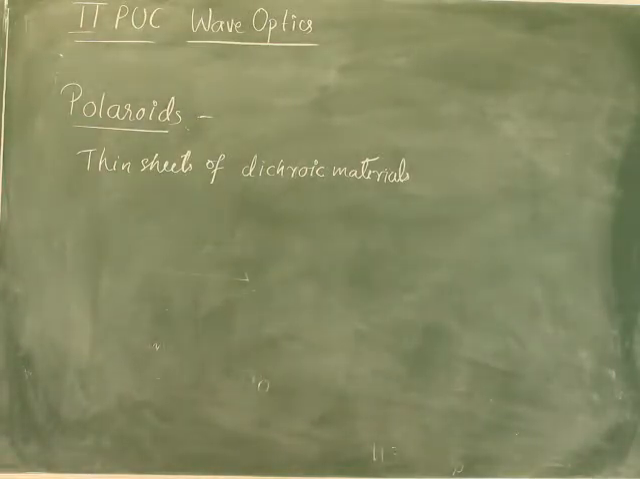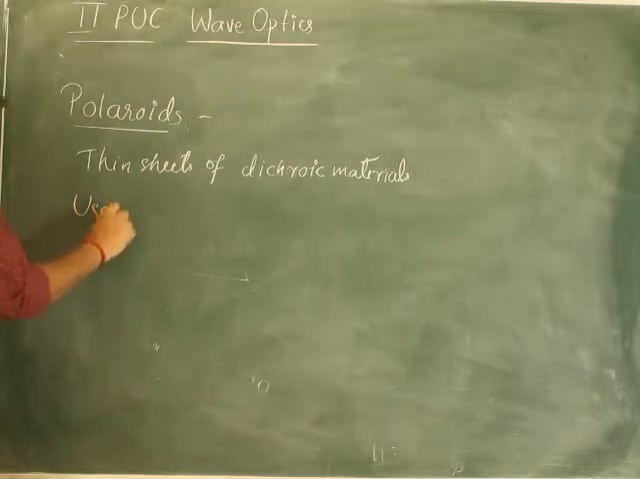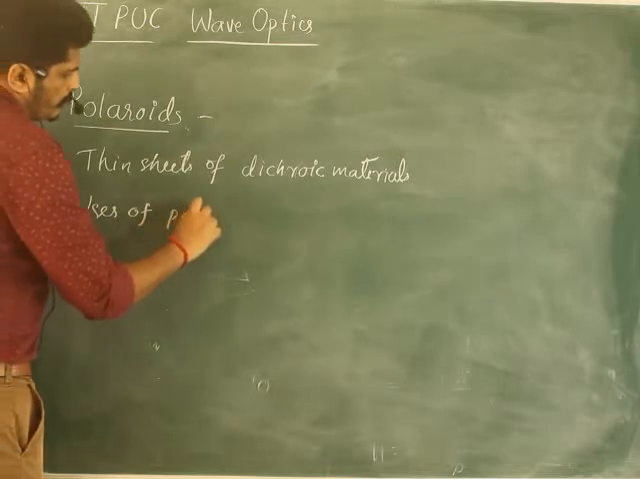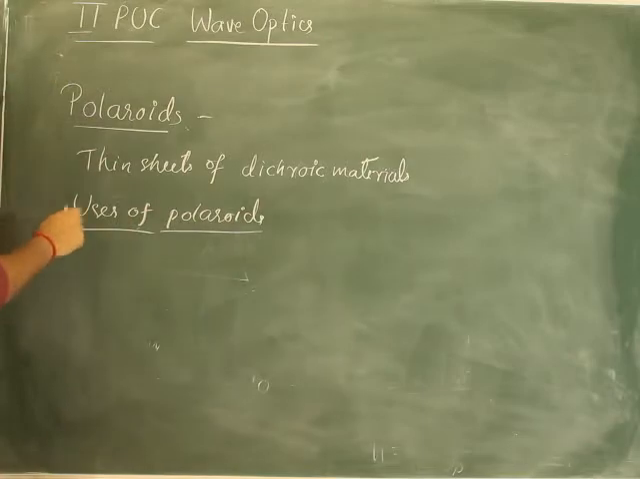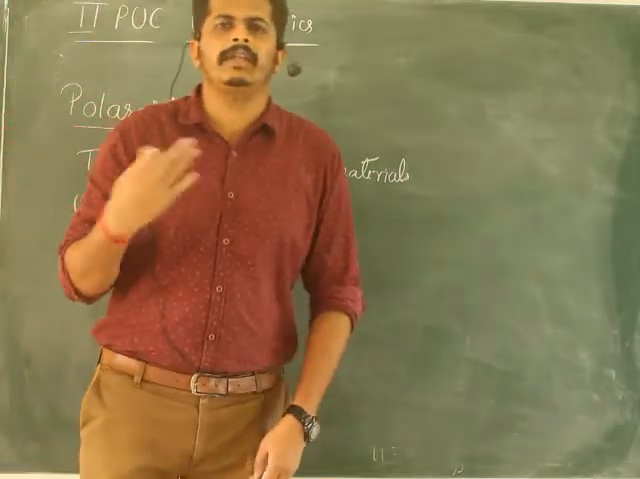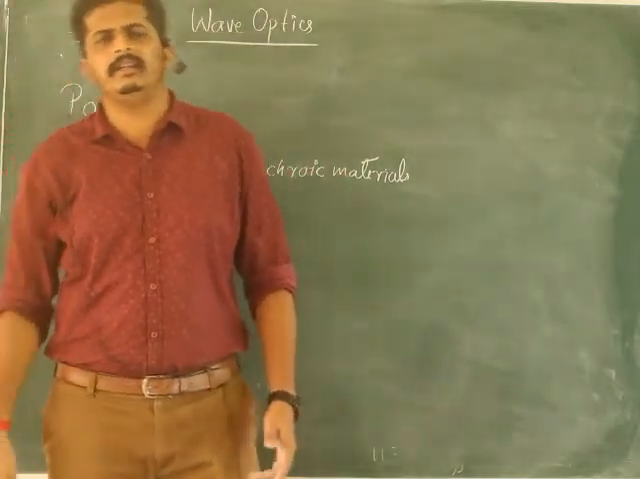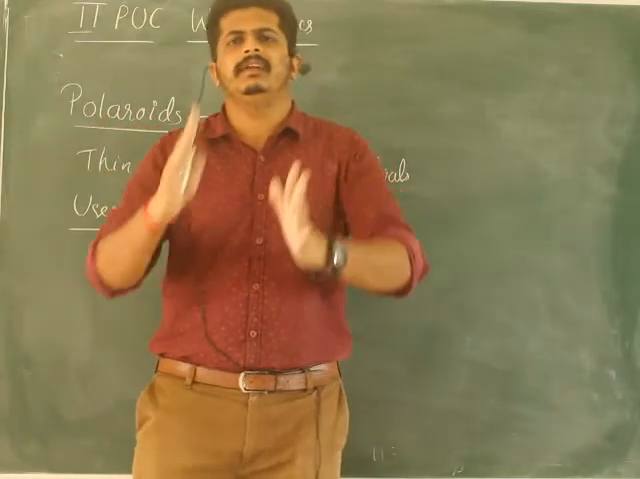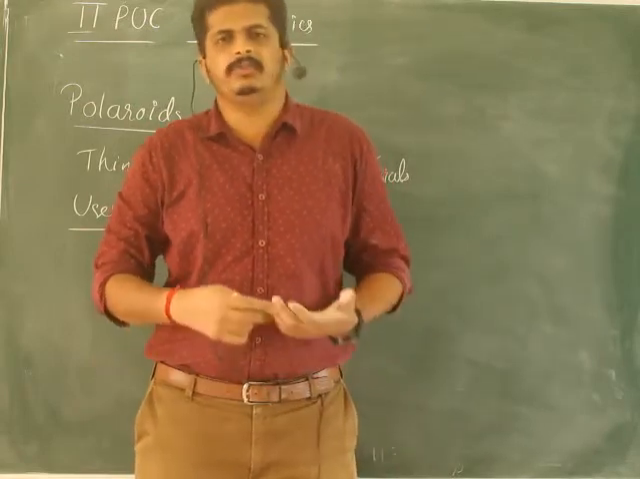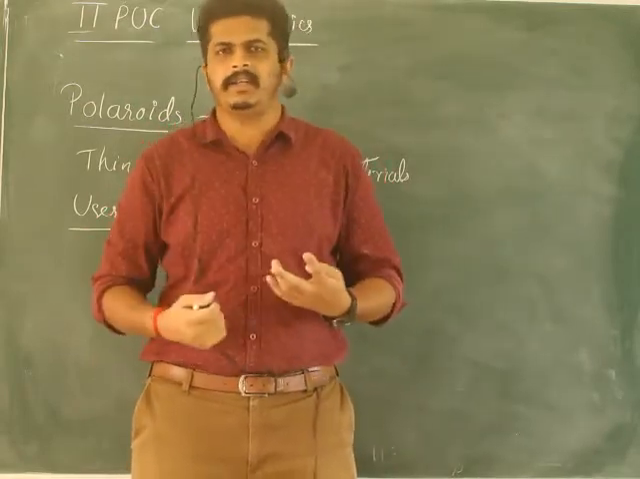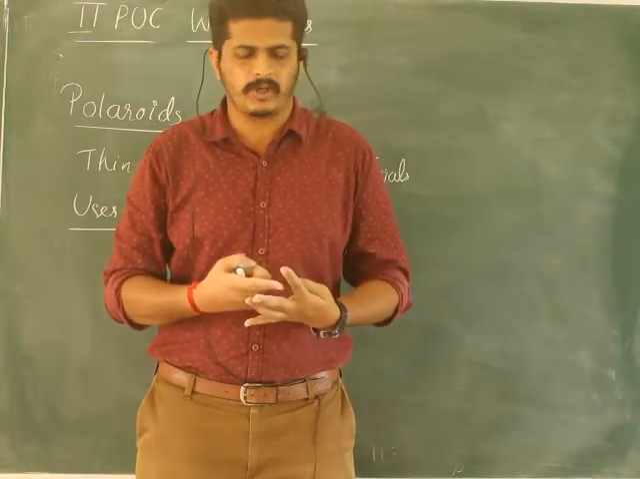Next, let us go for applications or uses of Polaroids. Polaroids are the materials responsible for polarization. Are they used directly? No, they are kept along with the glass, so the glass gives the mechanical support for them. So what are the uses? Of course, Polaroids are used in sunglasses.